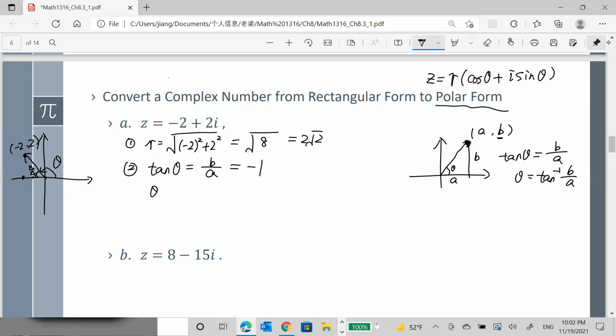That means from the initial to this terminal is 3 pi over 4. So 3 pi over 4. That means I have the r and the theta. Z in the polar form equals r, which is 2 square root 2, times cosine 3 pi over 4 plus i times sine 3 pi over 4.